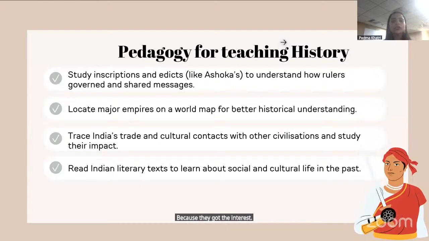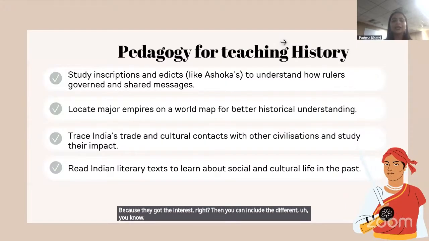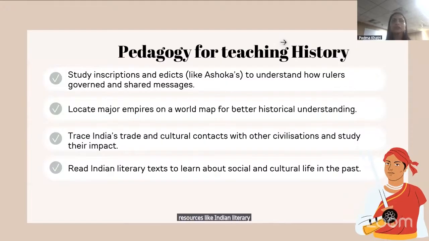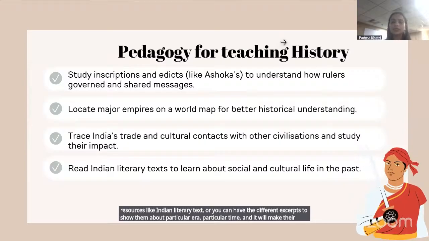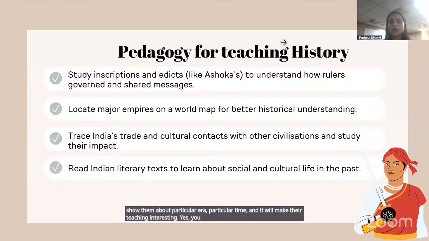Then you can include the different resources like Indian literary text, or you can have the different excerpts to show them about a particular era, particular time, and it will make their teaching interesting. Yes, you can talk about this RRR movie also, Panipat also, right?